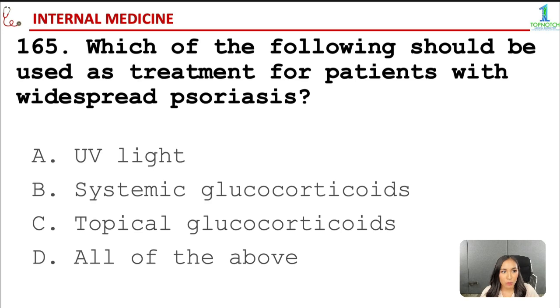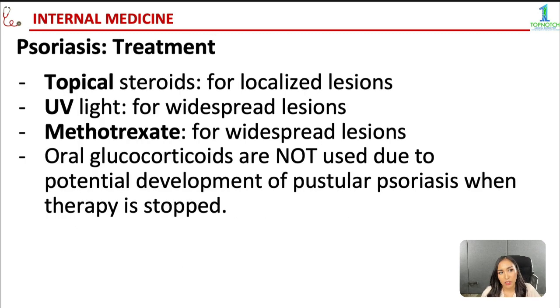Which of the following should be used as treatment for patients with widespread psoriasis? The answer is UV light. Remember, we do not use systemic glucocorticoids for psoriasis. Tas ang topical, hindi na siya appropriate for widespread. So the best answer is UV light. Let's look at this. Topical steroids only for localized, UV light for widespread, pati methotrexate for widespread. And again, no oral glucocorticoids.